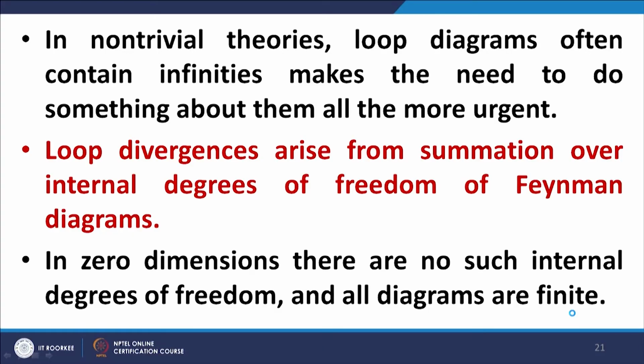We now talk about loop divergences. What do we mean by loop divergences? Feynman diagrams for certain field theories or certain types of actions contain diagrams which take the form of loops. These loops arise from summation over internal degrees of freedom in these diagrams. When the summation is to be done over internal degrees of freedom, for example, internal momentum, and the integration is to be done from 0 to infinity, the divergences may arise.